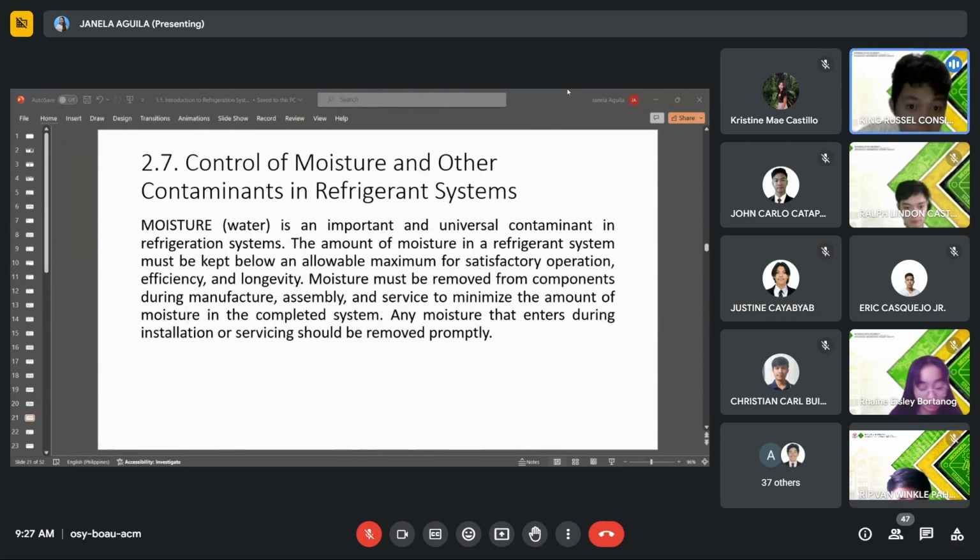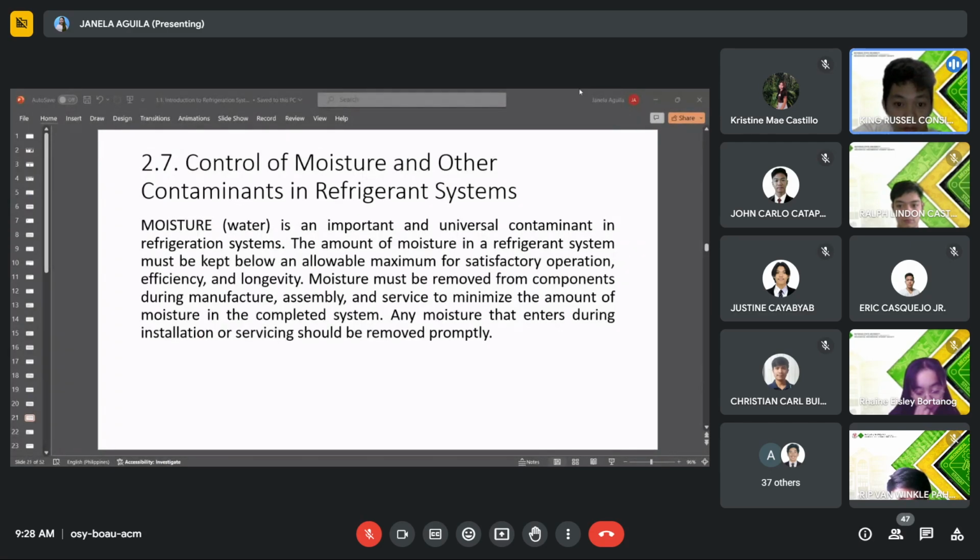So, control of moisture and other contaminants in refrigerant systems. Moisture, water, is an important and universal contaminant in refrigeration systems. The amount of moisture in a refrigerant system must be kept low, an allowable maximum for satisfactory operation, efficiency, and longevity. Moisture must be removed from components during manufacture, assembly, and service to minimize the amount of moisture in the completed system. Any moisture that enters during installation or servicing should be removed promptly.